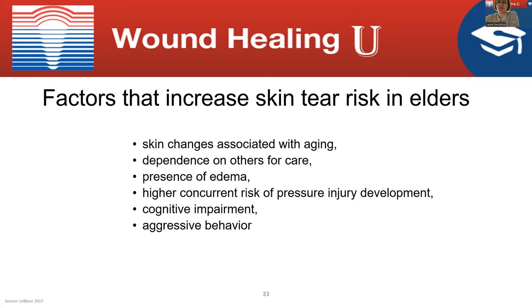The presence of edema. We know that's thinning the skin. It's decreasing the oxygenation there, and people are going to have complications from that. Higher concurrent risk of pressure injury development in these populations. And those were really great images earlier on the loading risk, the pressure response in young versus aged skin. Cognitive impairment. You're more likely to have a dependence on others for care if you have a cognitive impairment. You're certainly at increased risk for falls. And then aggressive behavior. People may be stabilizing that patient for their safety or the patient's safety, and that can cause falls. It can also contribute to skin tears. So go to the next slide.